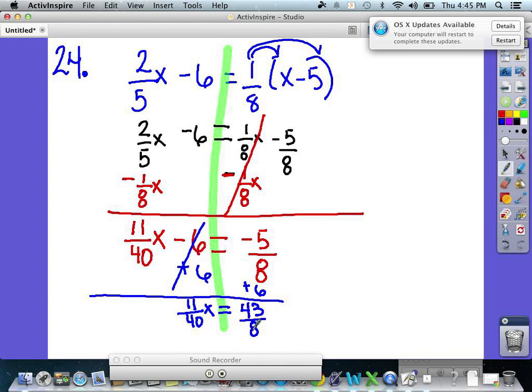And it gave me positive 43 over 8. We do have a fraction. That means that we need to multiply by the reciprocal to get our x by itself. So that will give us 40 over 11. Multiply that on both sides. That will cancel out on this side, leaving us just with x equals.